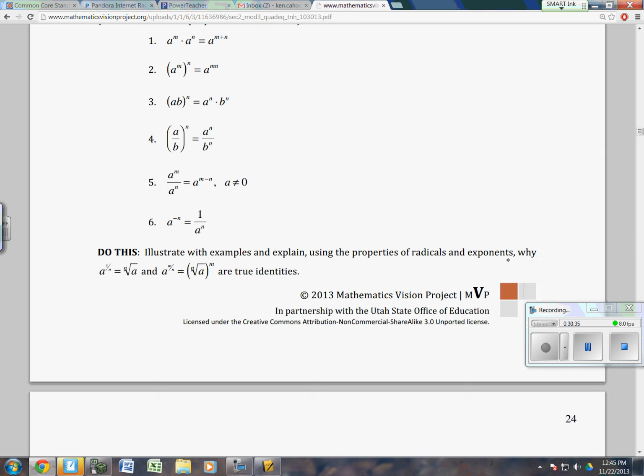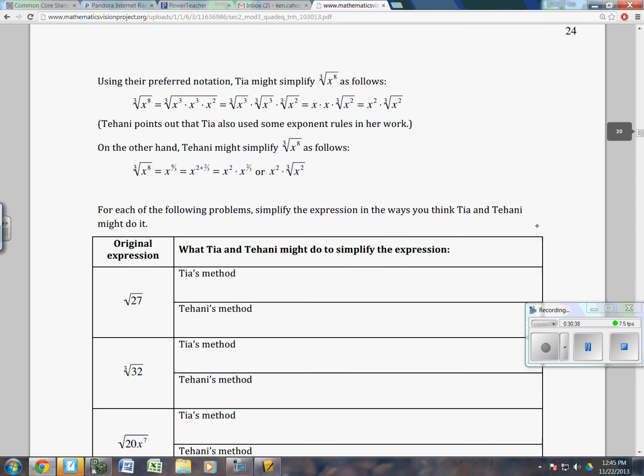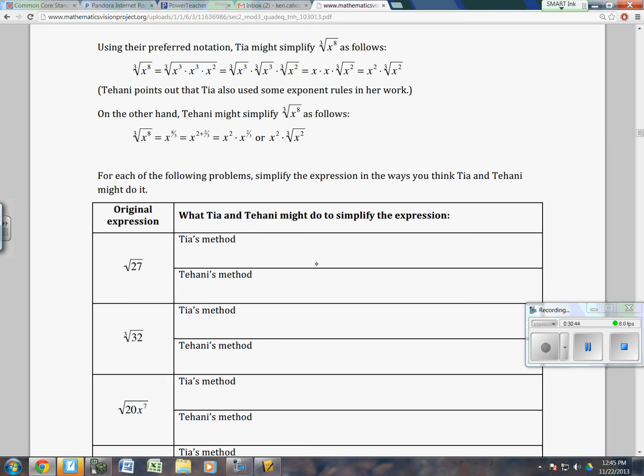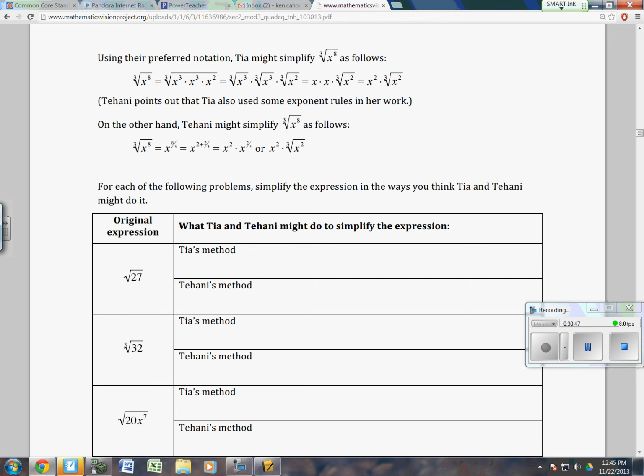Okay, now I want everybody to go to your paper that you have right here. Go back to the top of your paper. I want you guys in your groups to read this part right here and discuss the difference between these two girls, or I don't know if Tahani is a girl's name or a guy's name. Tahani and Tia. I want you to compare their two different ways of doing it and discuss it in your groups. I'm going to give you about 2 minutes. Go.